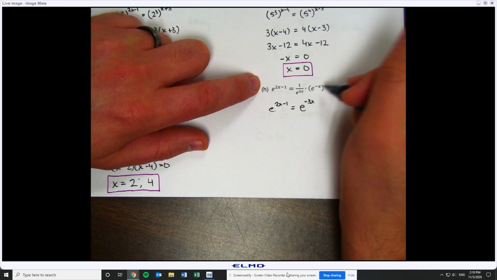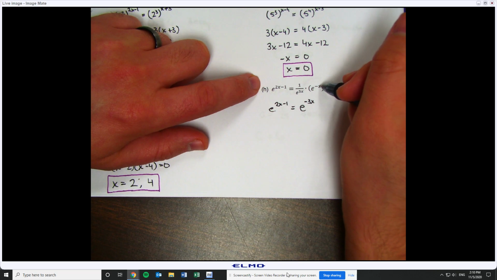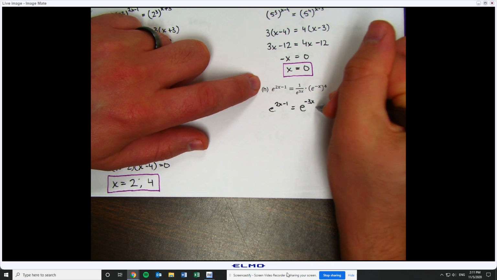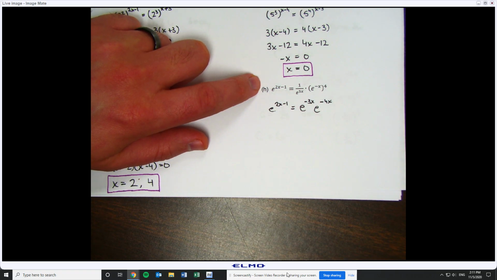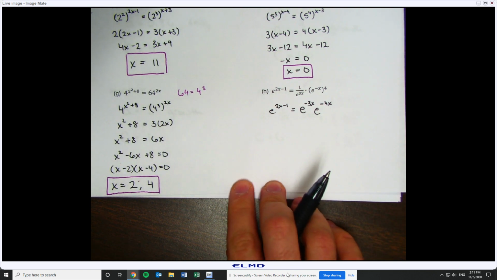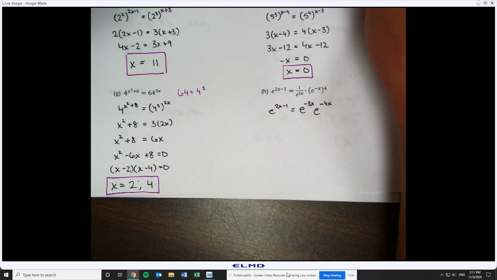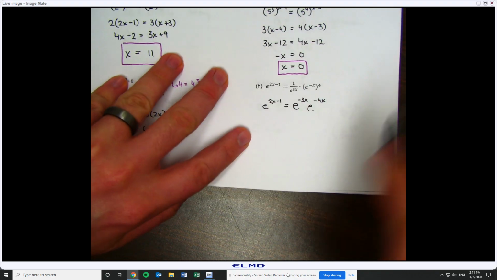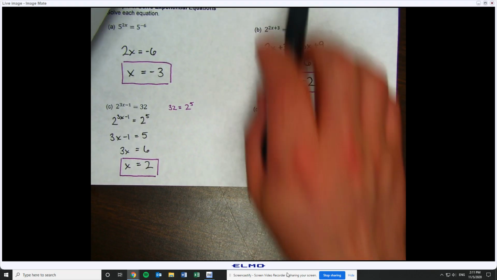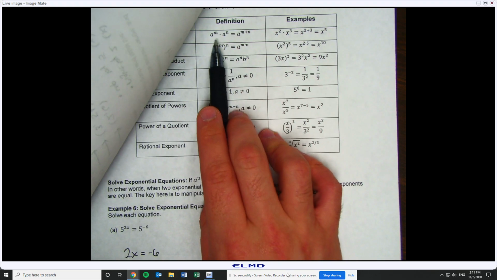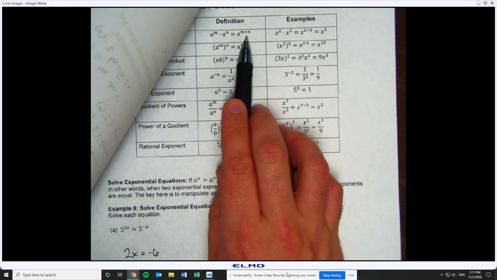Now, looking at this next one, I have an exponent on top of another exponent. That means I multiply those together. So that's e to the negative 4x. Okay. Now, using another property that we have listed on the previous page, if I have the same base times the same base, I add the exponents right here. Same base times same base, add the exponents.